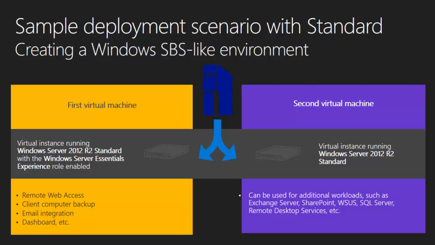So just to have a quick, this is a simple representation. Obviously, there are more scenarios than what we're providing here. But as I mentioned, in this first virtual machine, this is where we've got standard running with the Essentials experience role enabled. So this is the server that will be accessed for remote web access, the backup, email integration, dashboard type functionality. It will be the Active Directory domain server. It will be the DNS server, etc.